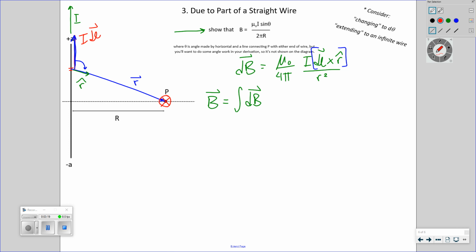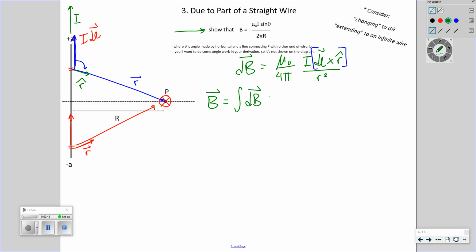And no matter where you do that, if you took another one here and said there's an I dl going upward, here's an r, and therefore an r hat like that. If we put fingers in direction of I dl upward and curl them towards r hat direction with our right hand, our right thumb still points into the page. So all the field elements from all these current elements all point into the page.